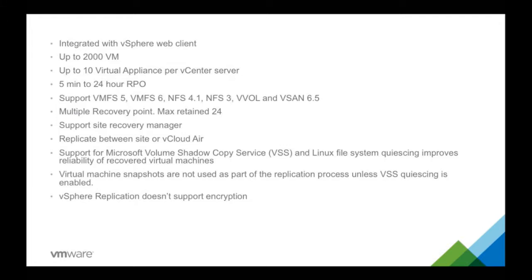Based on VMware, they say you can do 2,000 VMs, with 10 virtual appliance servers per vCenter. But if I have 2,000 VMs, I personally do not recommend it. But that's up to y'all. I'm just telling you the truth. That's what happened when we used it. With 6.5, you can get a 5-minute RPO. Previous to that, you had 30 minutes or more. In order to have a 5-minute RPO, you need VMFS 5 and above, NFS, vVol, or vSAN. For multiple recovery points, with 6.5 you can retain 24 copies.